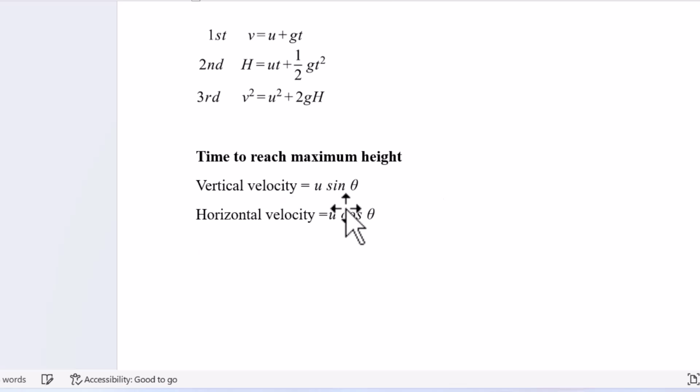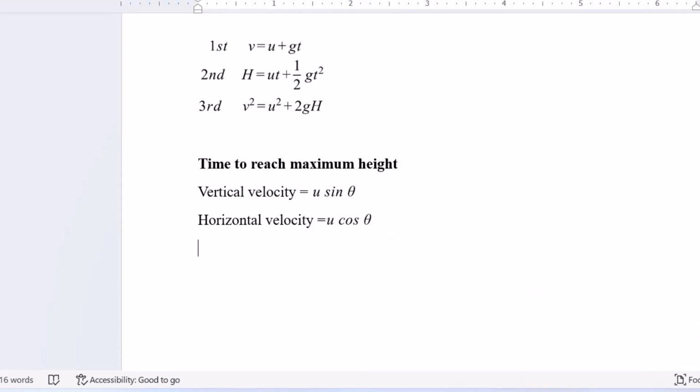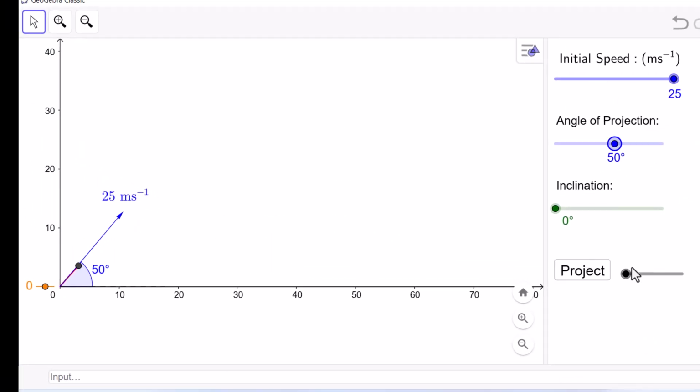All right, let's move on. Time to reach maximum height. How do I get it? I'll use this formula now, which is v equals u plus at. Now remember the principle: at maximum height here, v is going to be 0. So at this point, v is going to be 0.